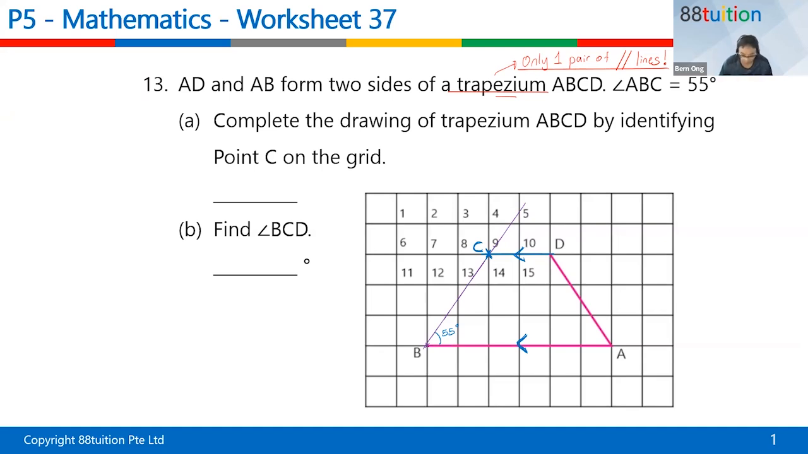Complete the drawing of the trapezium by identifying point C on the grid. Point C is represented by the number 9, so 9 is your answer. Measure angle BCD. So I'm supposed to measure this.